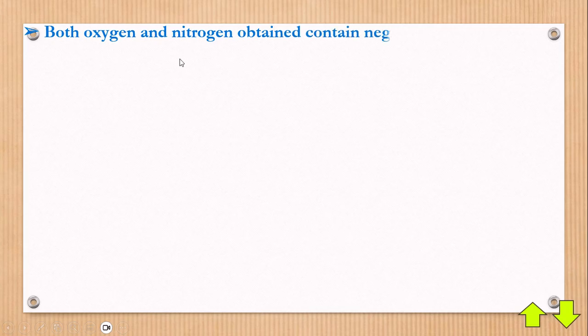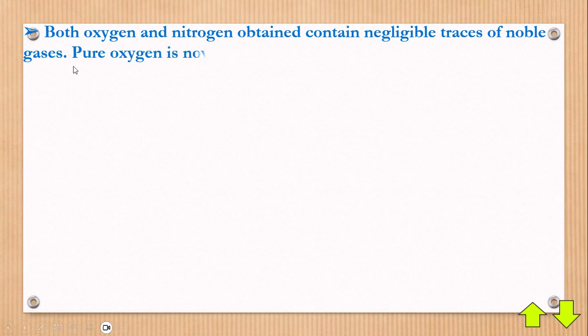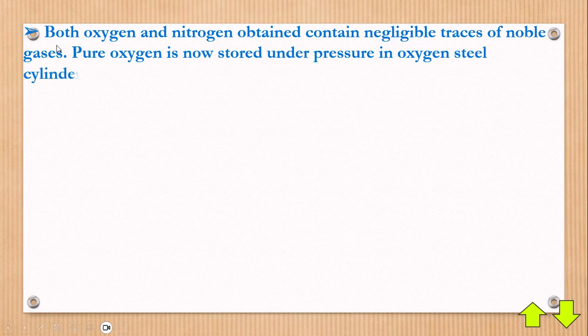So both oxygen and nitrogen obtained contain negligible traces of noble gases. You realize that on the other side we had argon and we didn't talk about it, so the oxygen may come along with a little argon in it. However, pure oxygen is now stored under pressure in steel cylinders for further use.